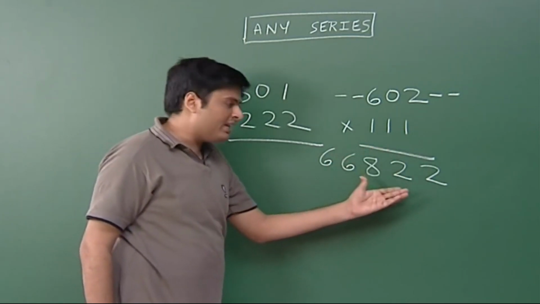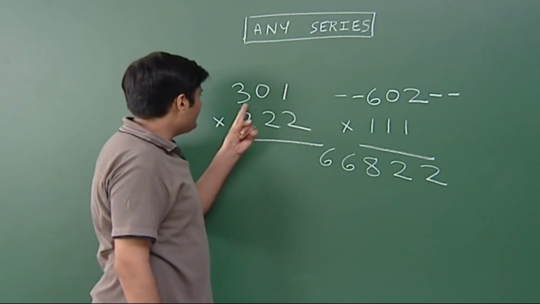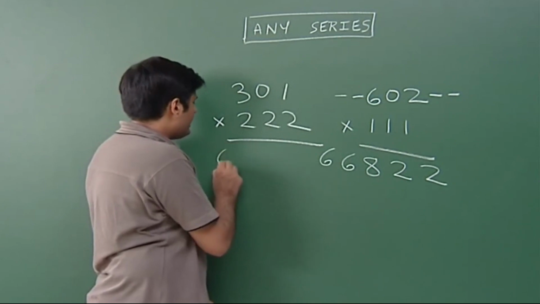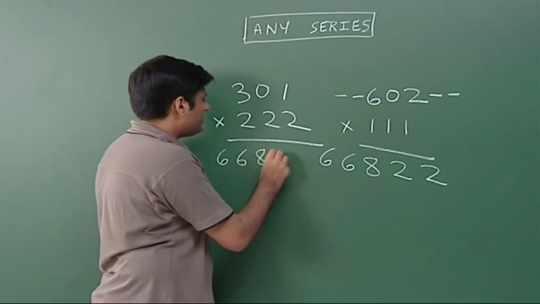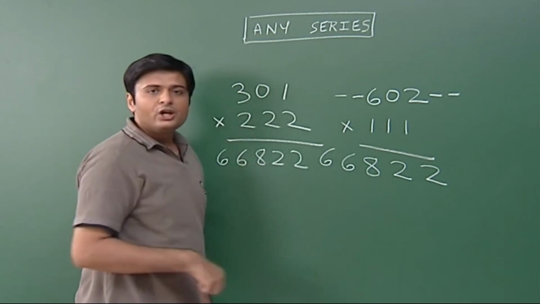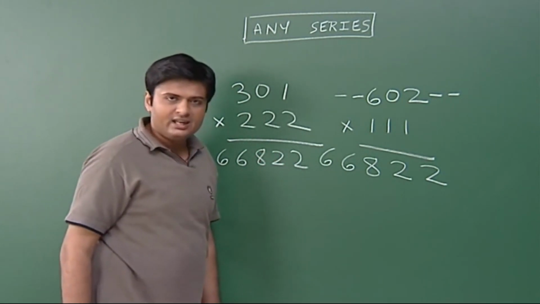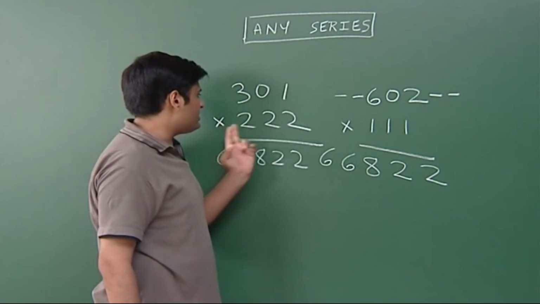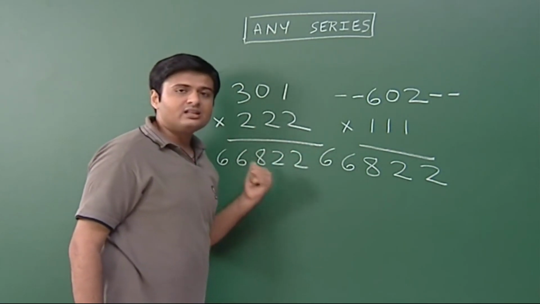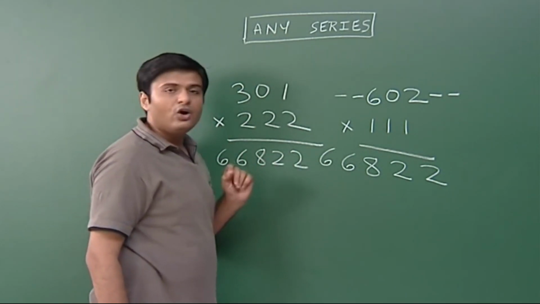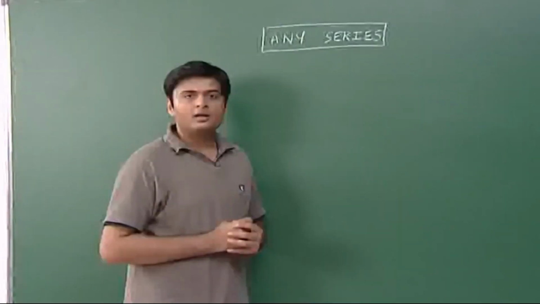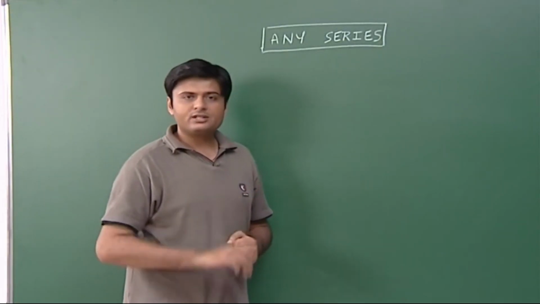I can conveniently copy it here. Even the answer of this case will be 66822. So you see, by using some cheat method, by using the reciprocative technique, even though we do not have a series of 1s or 9s, we can still solve the answer of such questions. Let us take one more example of this type.